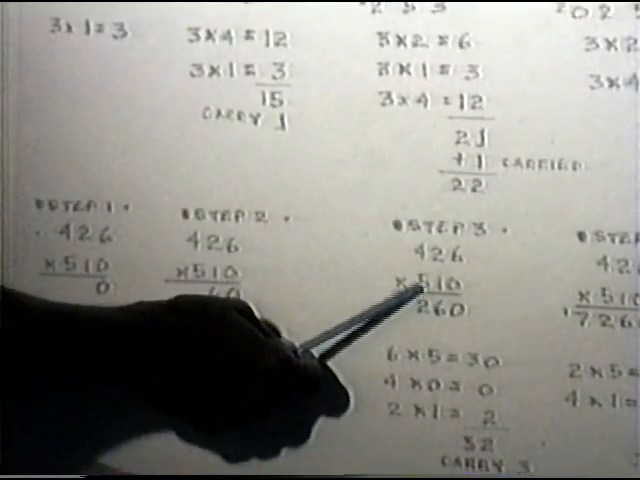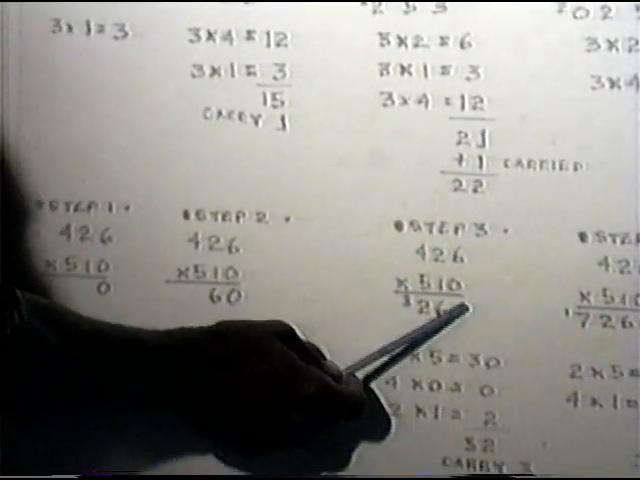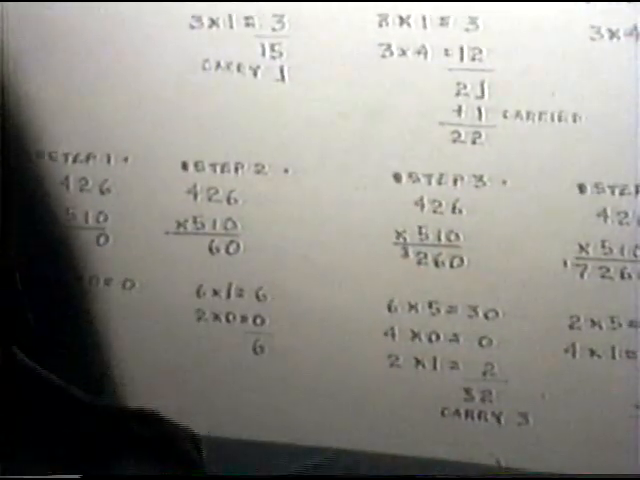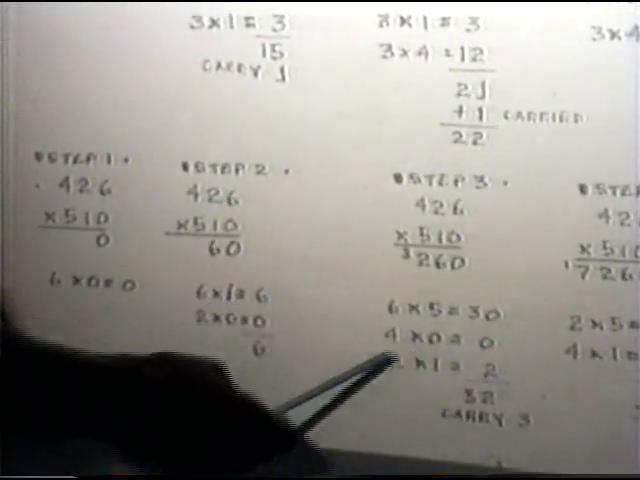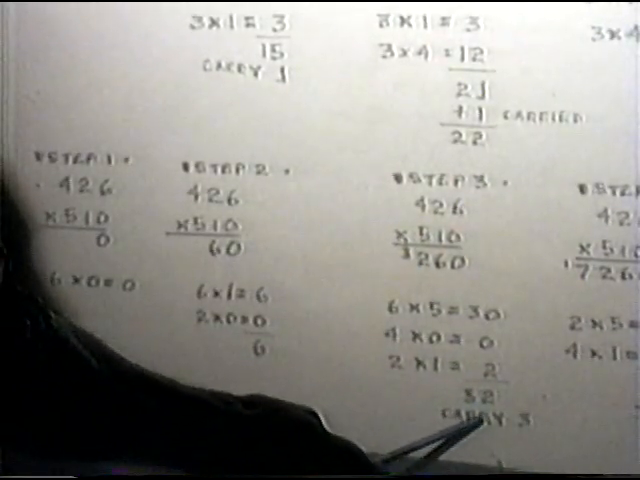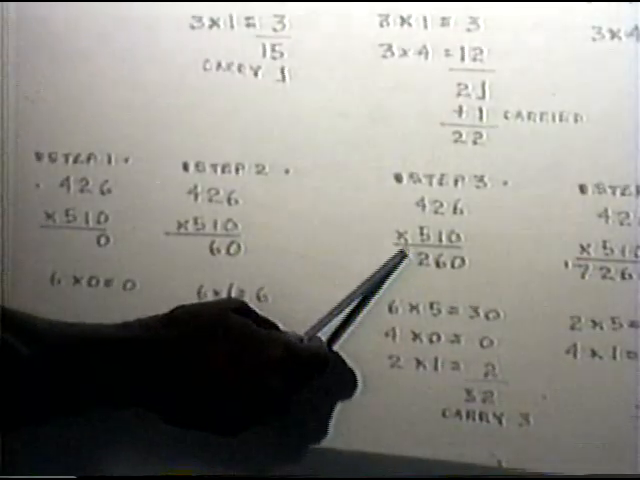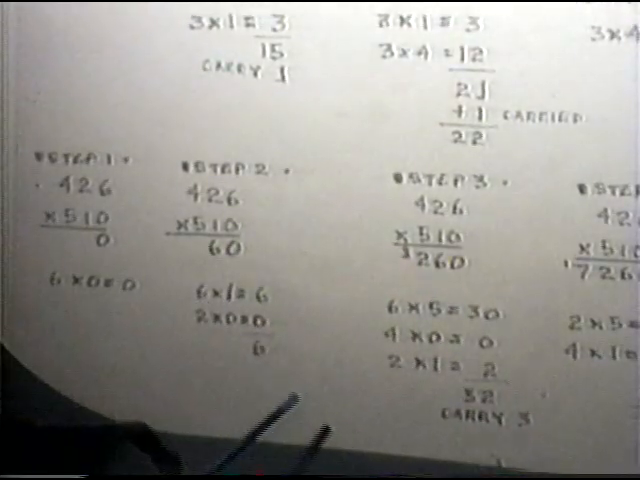Now we're in our third step, which is cross multiplication and vertical multiplication. So we have 5 times 6 is 30. 4 times 0 is 0. 1 times 2 is 2. We add it together, we get 32. And we carry the 3. See, we're going to carry this 3.